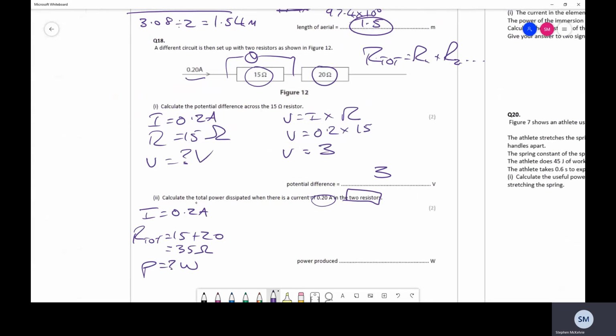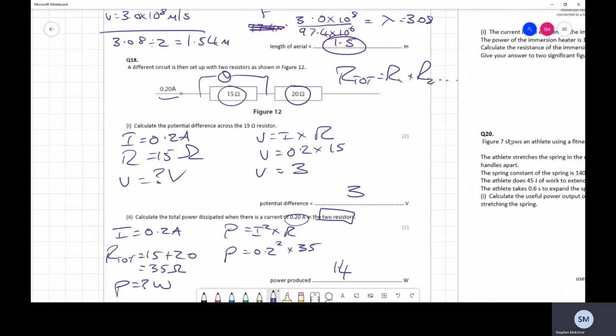I've got my resistance, I've got my current, so I can use my equation P is equal to I squared times R. P is equal to 0.2 squared times my resistance, which is 35. I shall put that into my calculator, 0.2 squared times 35, giving me an answer of 1.4 watts. Okay then, next question.